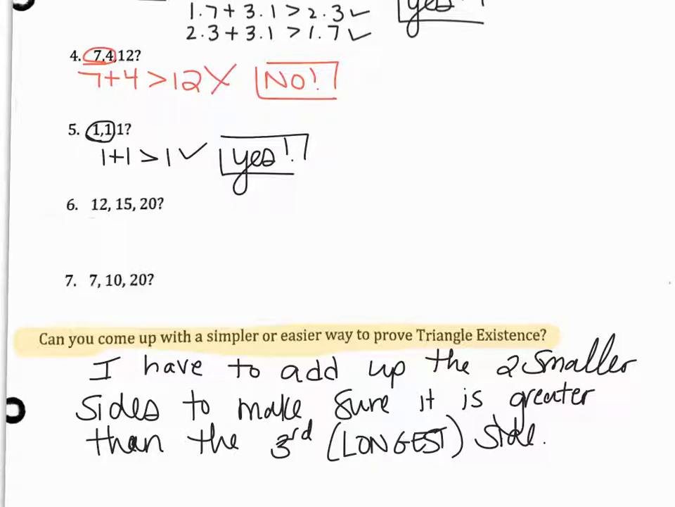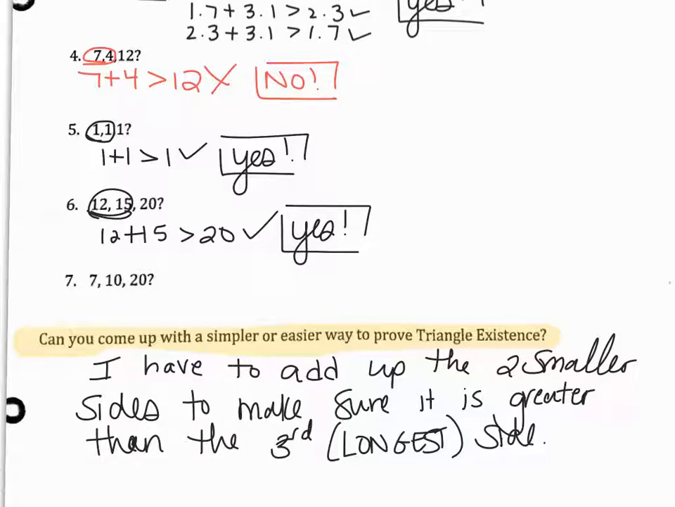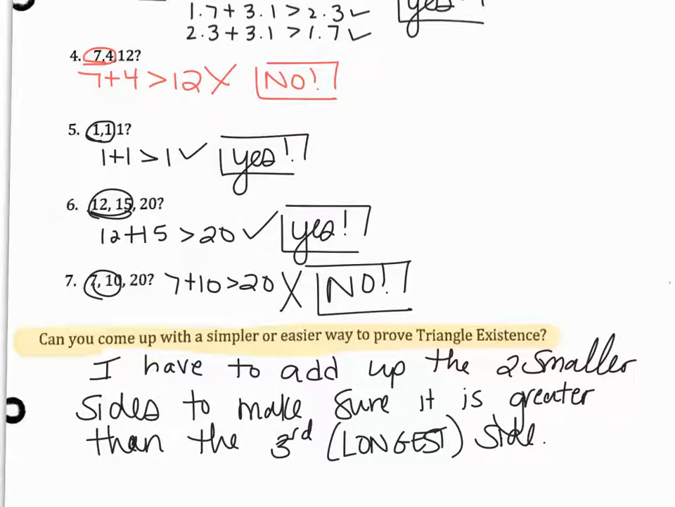So if I look at number 6, I need to take the 2 smaller sides. So 12 plus 15, and I want to know if it's greater than 20. 12 plus 15 is 27. Is 27 greater than 20? Yes. So a triangle exists. Last one, 7 plus 10, is it greater than 20, my 2 smaller sides? So 7 plus 10 is 17. Is 17 greater than 20? No. So a triangle does not exist. So when you're good, flip your paper.